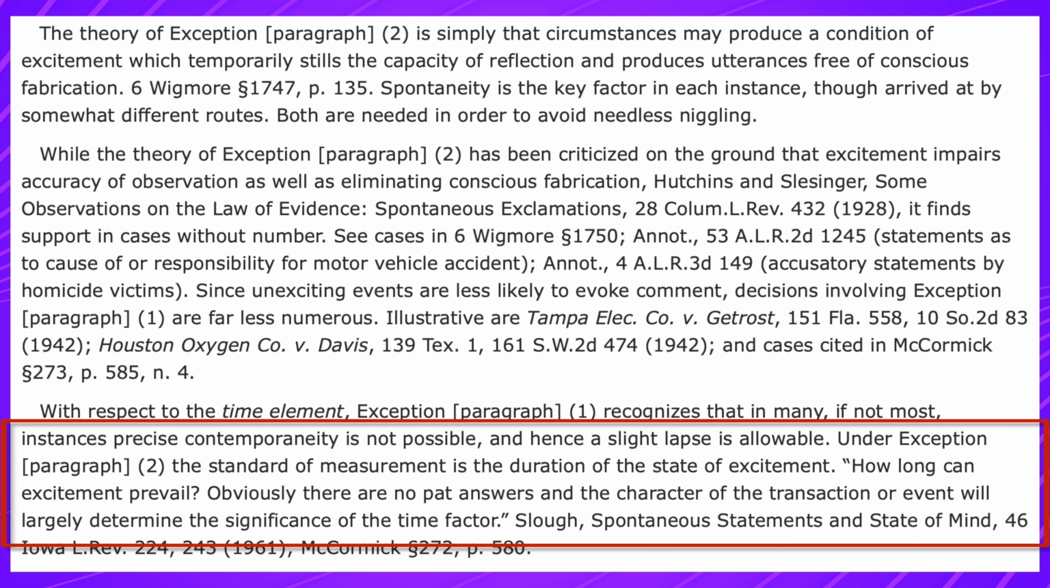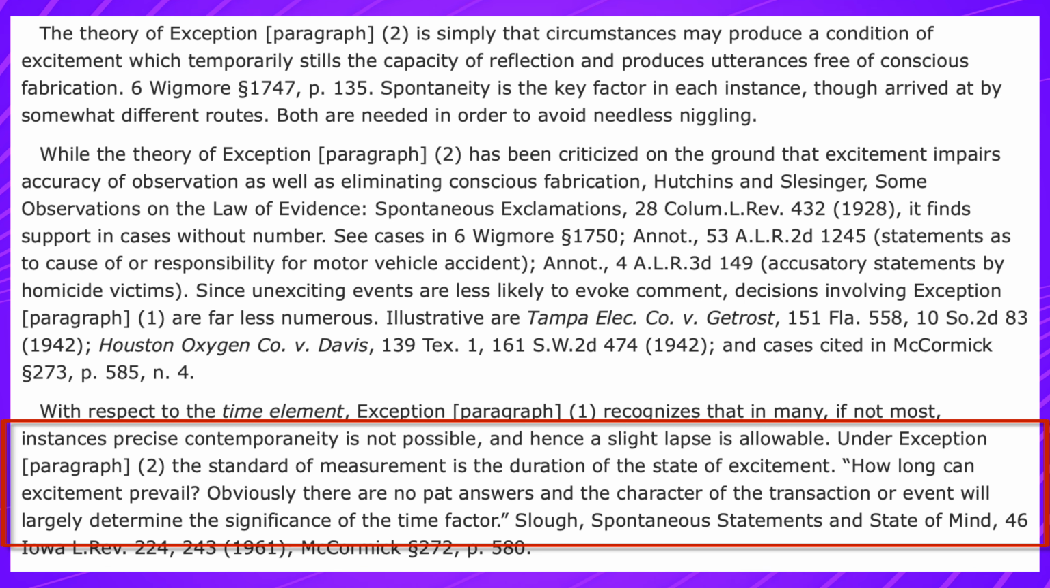We have a bit of a similar analysis, but also a different analysis when it comes to excited utterance. In particular, the note states that under exception paragraph 2, aka excited utterance, the standard of measurement is the duration of the state of excitement. How long can excitement prevail?